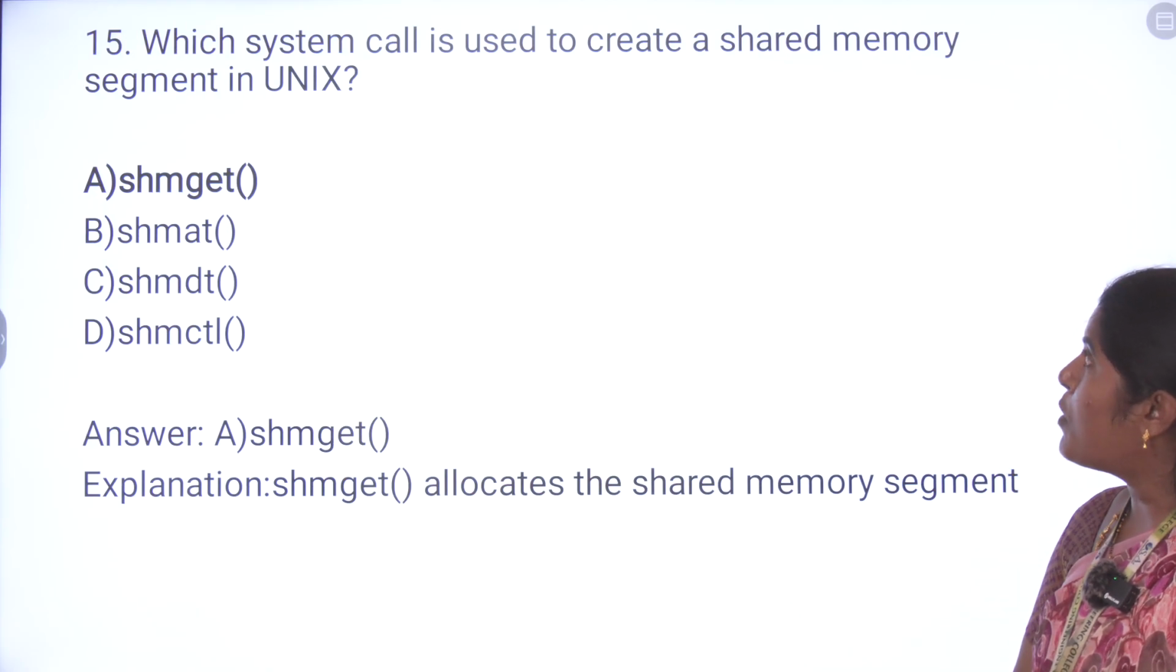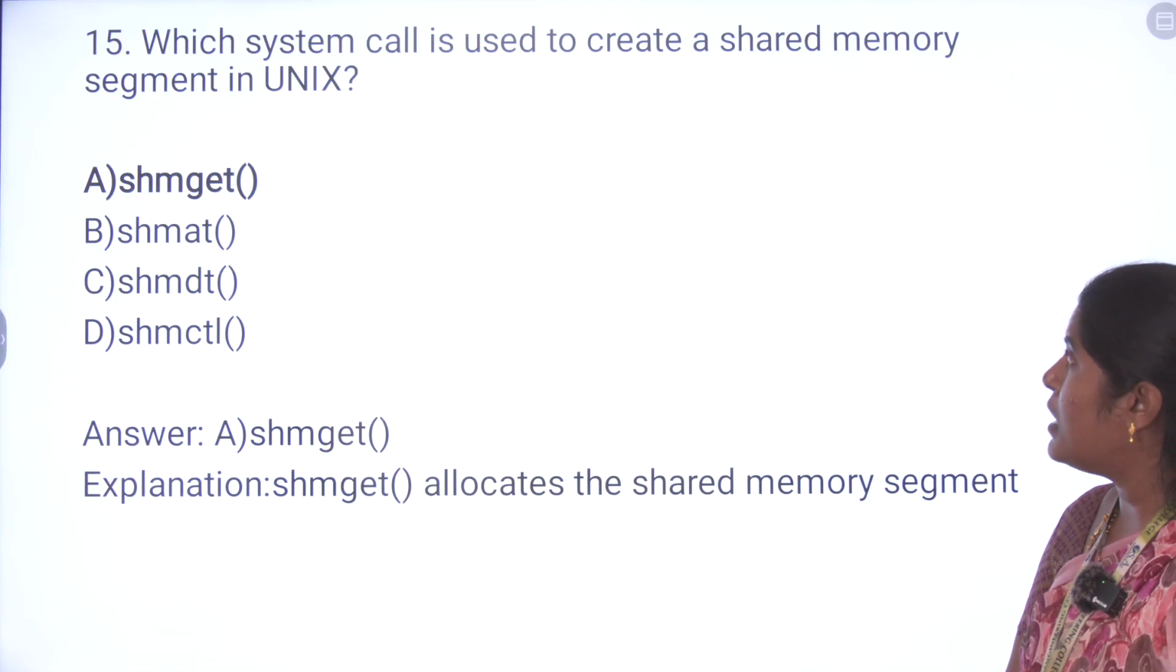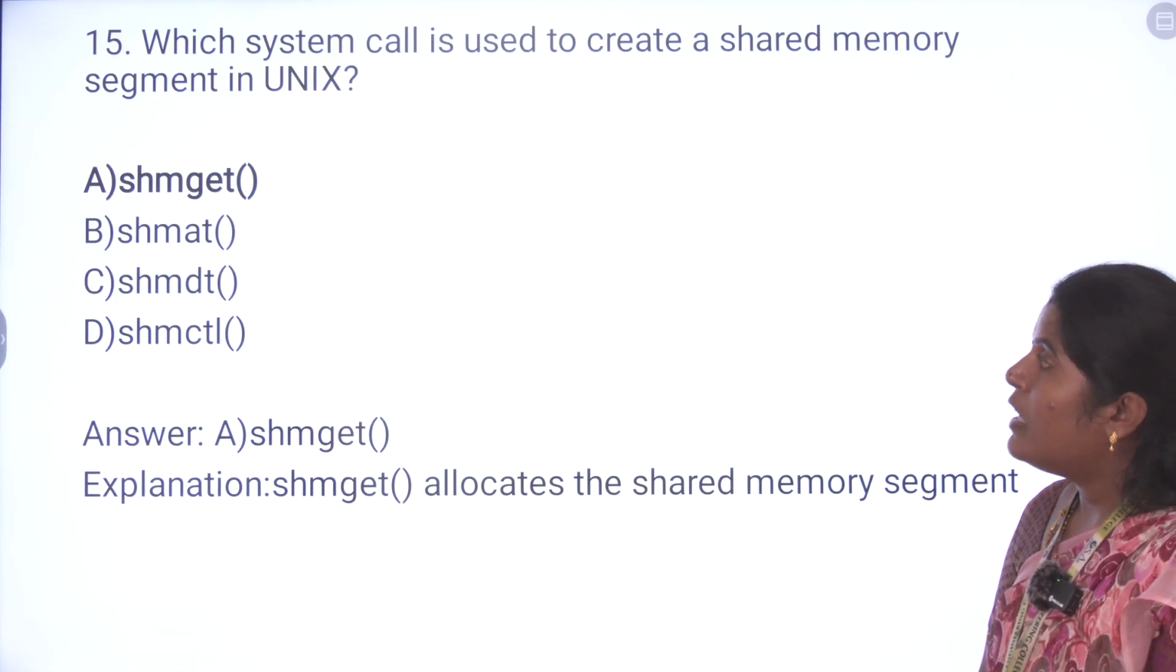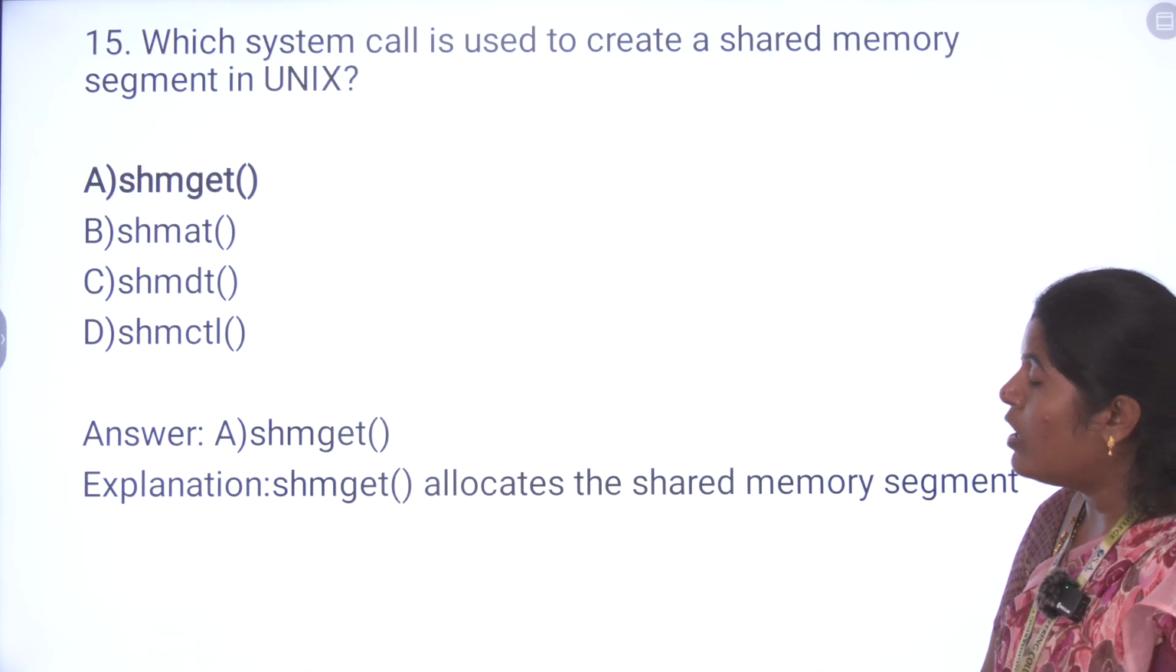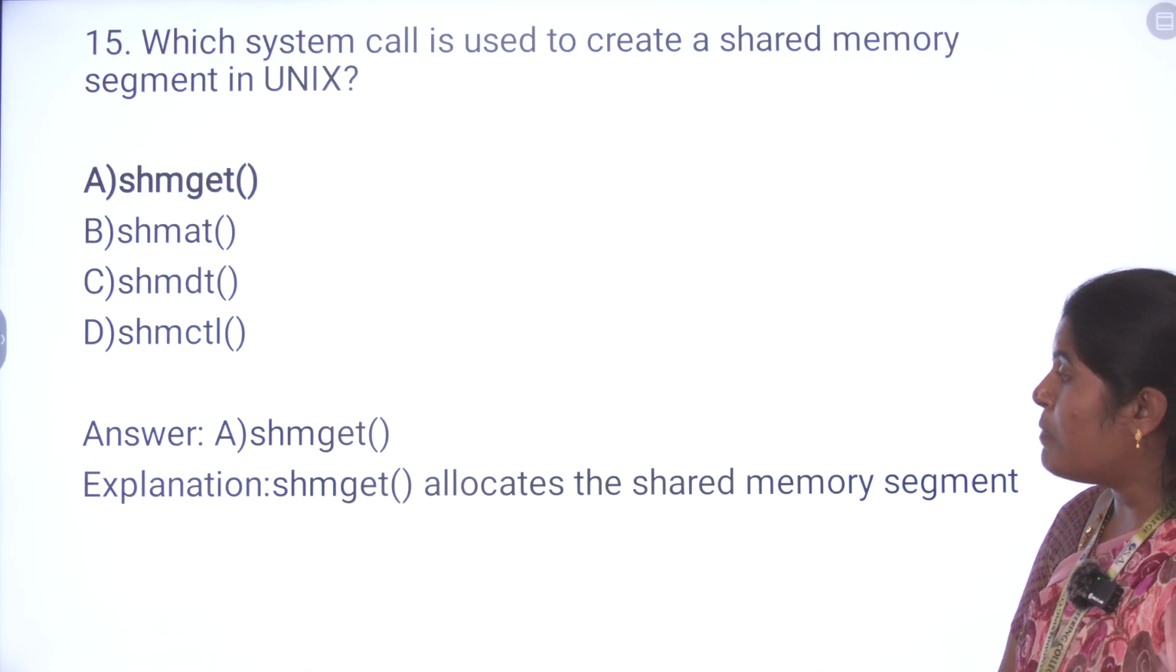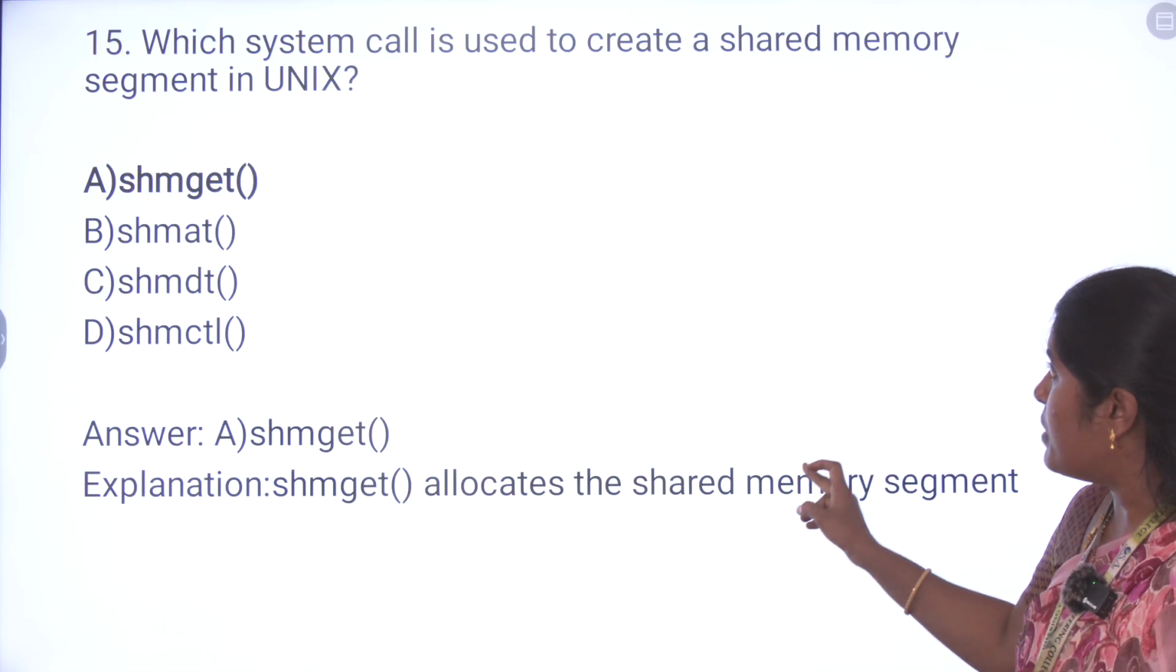Next question: which system call is used to create a shared memory segment in Unix? The options are shmget, shmat, shmdt, and shmctl. And the answer is the shmget method, because it allocates a shared memory segment.